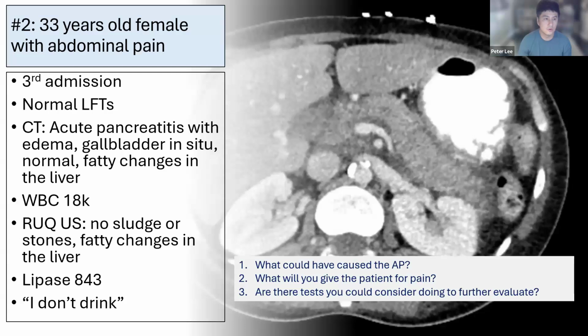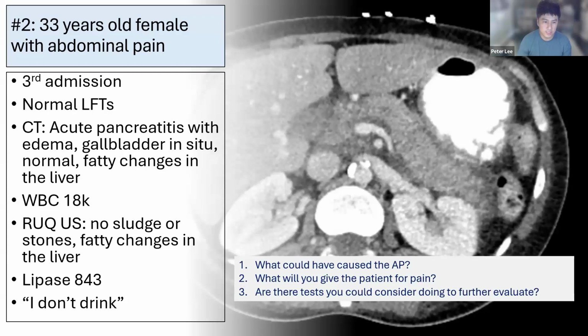Let's move on to the second case. 33-year-old female with abdominal pain. This is her third admission. Normal LFTs. Again, pancreatitis on the CT. Gallbladder's there, no stones, sludge. Fatty changes in the liver. The white count is up.